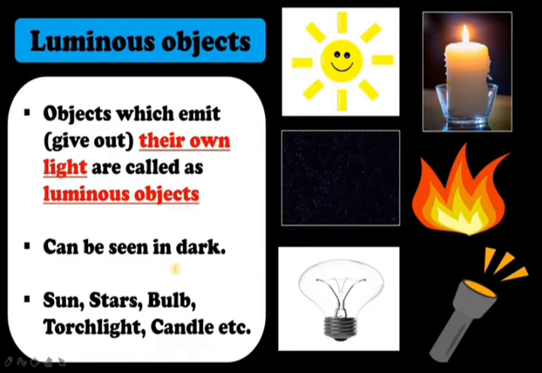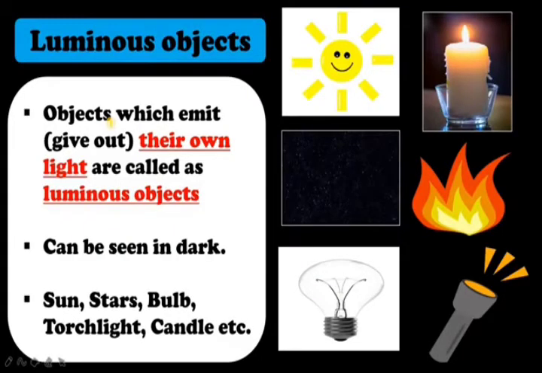They can be seen in the dark. Sun, stars, bulb, torchlight, candle, etc. Luminous means they emit their own light without any help. Look at here, this light is luminous. Luminous means which gives out light and emits light. This is the luminous object. Luminous means light producing. These all substances are light producing substances.